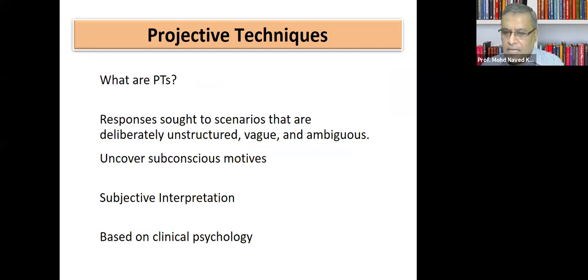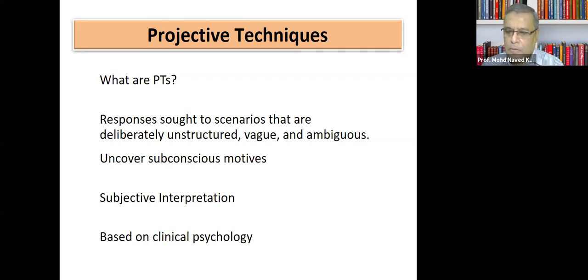So here, what exactly as researchers we are doing is that we seek responses from those subjects of interest to scenarios which generally are vague, which are unstructured, which appear to be ambiguous from the point of view of our subjects. The basic idea behind these projective techniques is that we want to uncover motives which are subconscious. Because at times we realize during interactions with our subjects that direct ways are not working. So we tend to use these indirect methods.